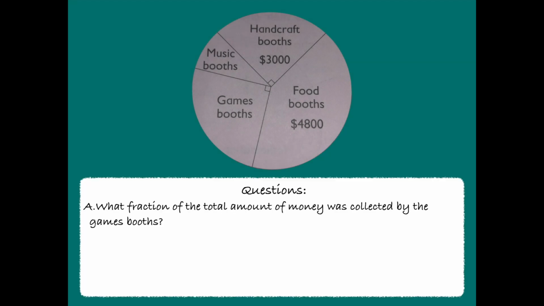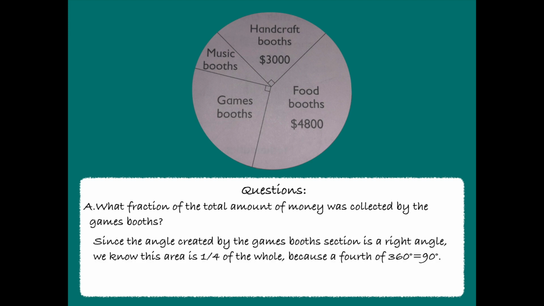Questions. A. What fraction of the total amount of money was collected by the games booths? Since the angle created by the games booth section is a right angle, we know this area is 1/4 of the whole, because 1/4 of 360 degrees is 90 degrees. 1/4 of the money was collected by the games booths.